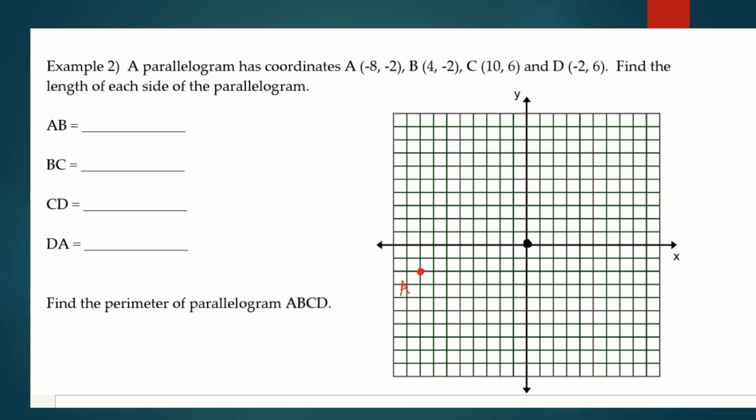Now we're going to label our points. B is 4, negative 2. C is 10, 6. 1, 2, 3, 4, 5, 6, 7, 8, 9, 10. 1, 2, 3, 4, 5, 6. Here's C. And D is negative 2, 6. Negative 2, 1, 2, 3, 4, 5, 6. Okay.